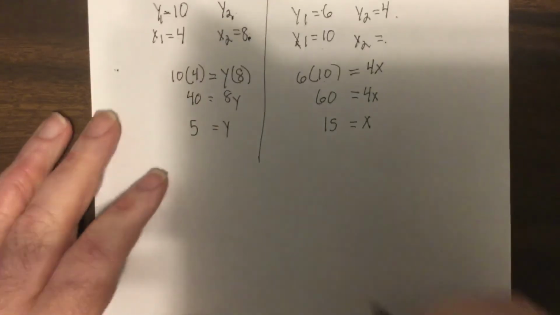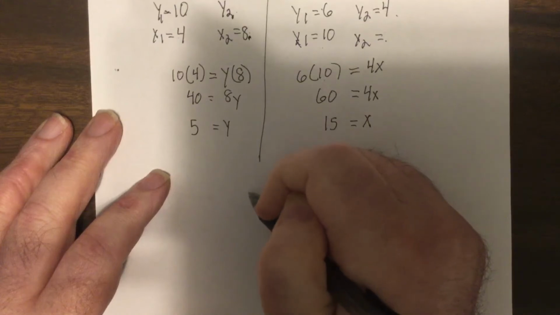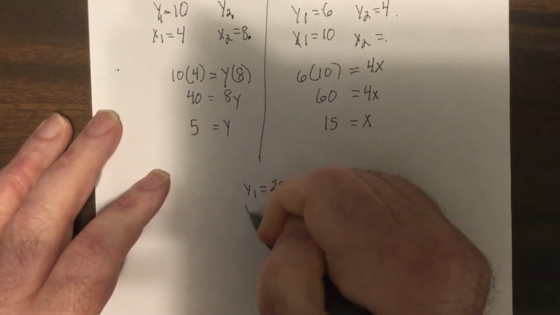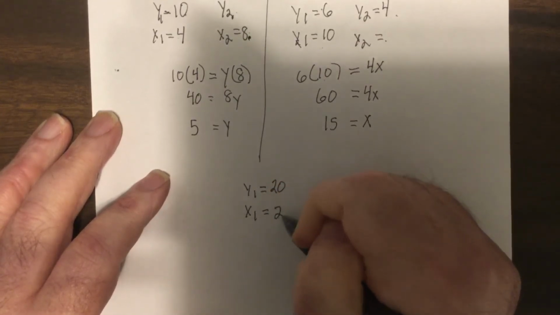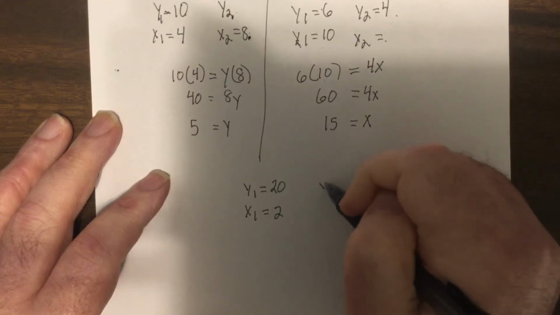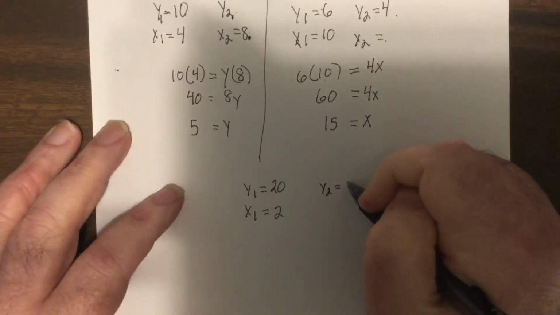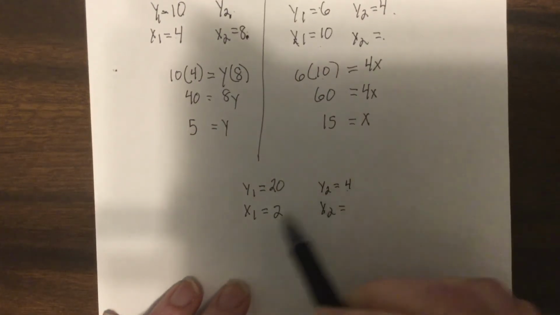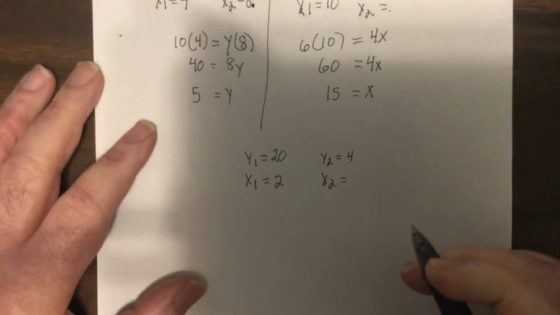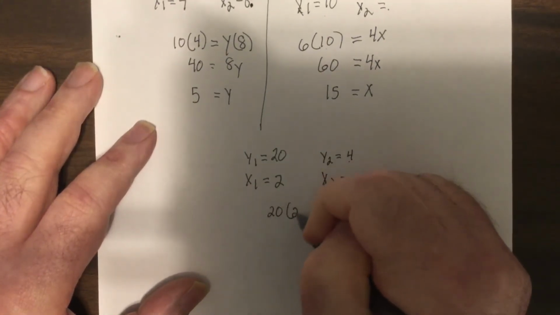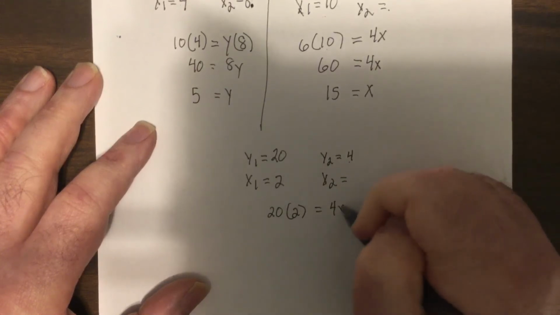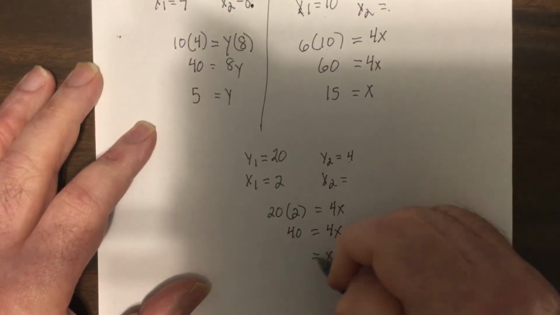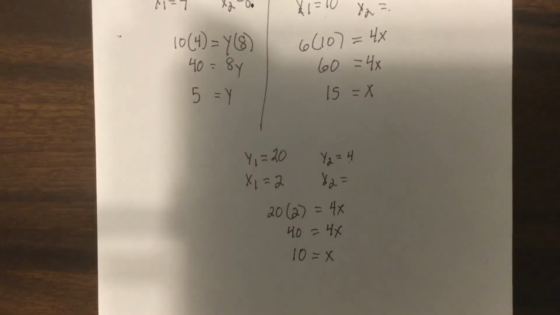So let's look at another one. y1 is 20 when x1 is 2. Let's say y2 equals 4. What's x2? So y got smaller, so x better have gotten bigger. So 20 times 2 equals 4 times x. 40 equals 4x, so x equals 10. Woohoo!